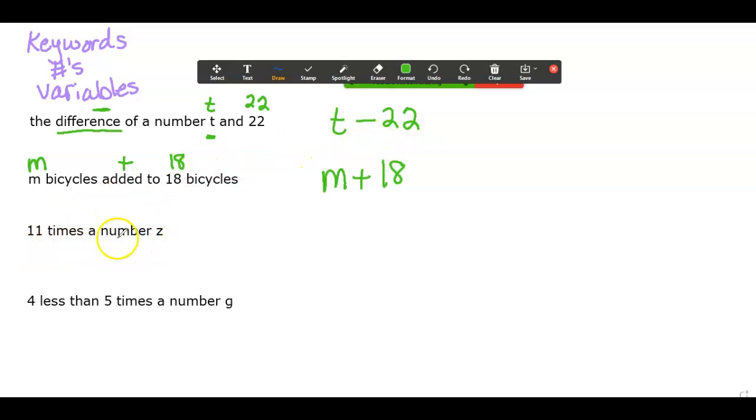Same thing down here. I have 11 times, which tells me it's multiplication, a number z. There's my variable. So I need to write that. Either I can write 11 times z with the times symbol, or I can write 11z. Because remember, when a number is right next to a variable and there's no other symbol, it always means to multiply.